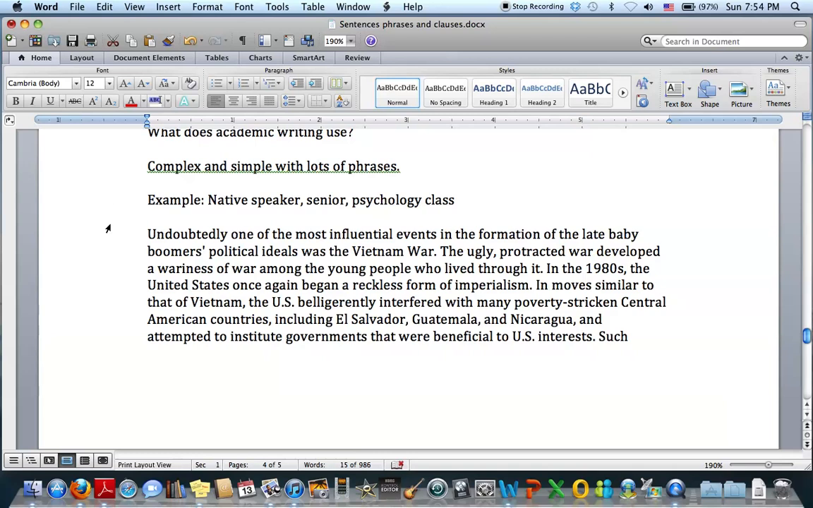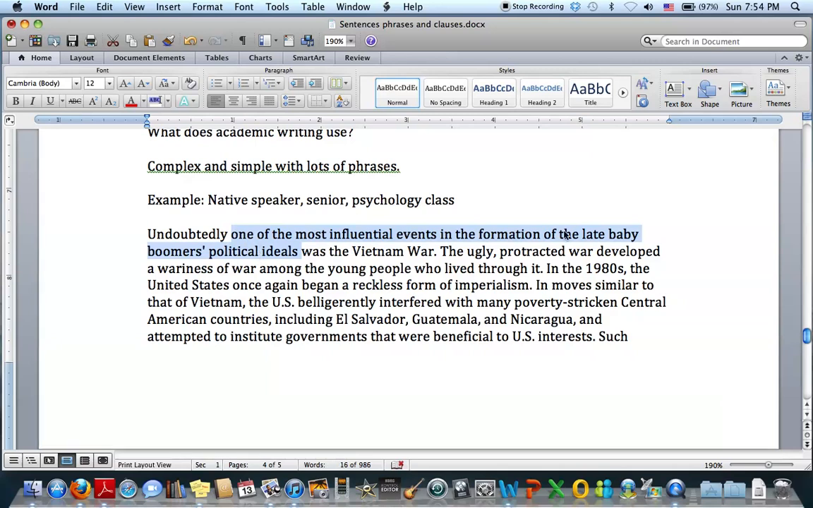Okay, here's an example of an actual paragraph written by a native English speaker. This is a senior in a psychology class. If we take a look at just the first sentence right here, undoubtedly one of the most influential events in the formation of the late baby boomers' political ideals was the Vietnam War. Okay, take a look at this. This whole thing right here.